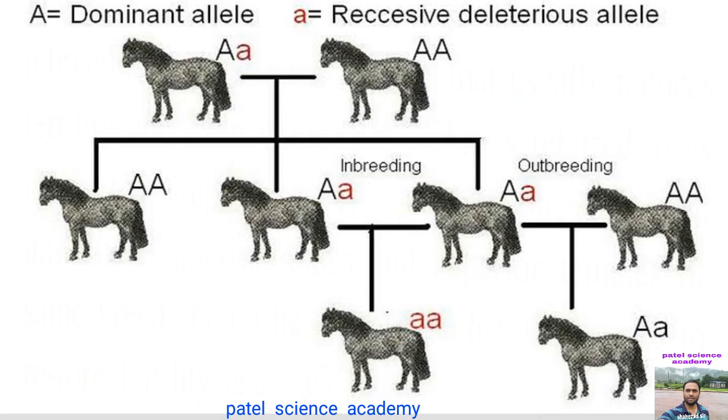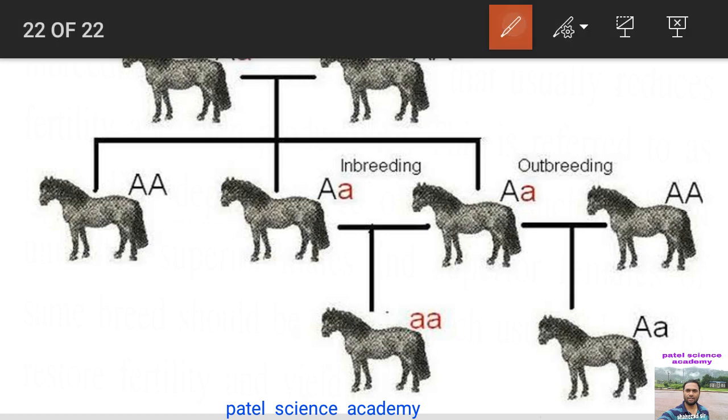You can see here the capital A is indicating the dominant allele and small a is indicating the recessive deleterious allele. So in this cross you can see inbreeding, breeding between this capital A small a and capital A. So the progeny from this is capital A small a. This is called inbred.